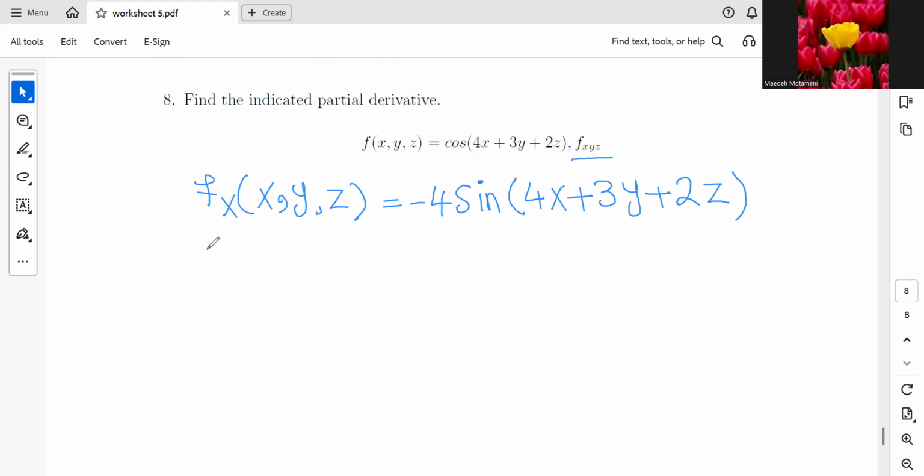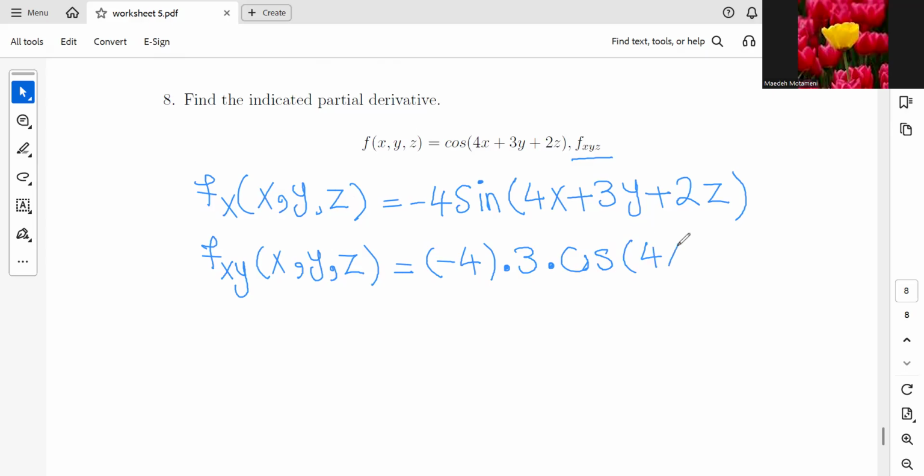And from here, we're going to find the derivative with respect to y. So we would keep negative 4 here. We're going to multiply this by the derivative of the inside with respect to y, which is 3. And we're going to find the derivative of sine, which is cosine of whatever we have here.